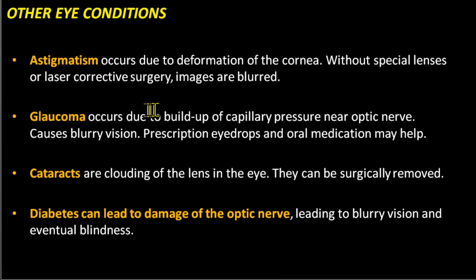Glaucoma occurs due to the buildup of capillary pressure or intraocular pressure near the optic nerve. This is within the vitreous humor of the eye. This would cause blurry vision and pain, and prescription eye drops and oral medication may help to alleviate this. Cataracts are clouding of the lens in the eye. Basically, you could see it as little white spots within the eye that block the pupil and the lens. These can be surgically removed. Diabetes can lead to damage of the optic nerve, and this leads to blurry vision and eventual blindness.